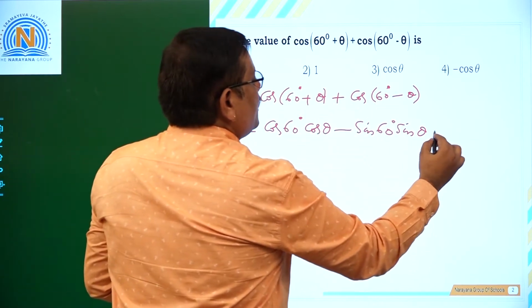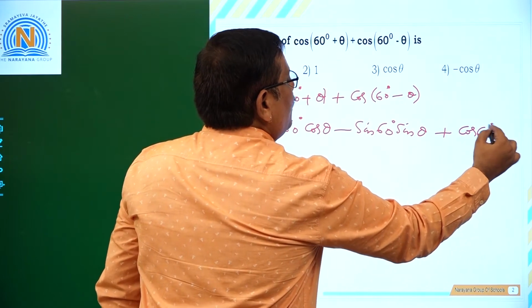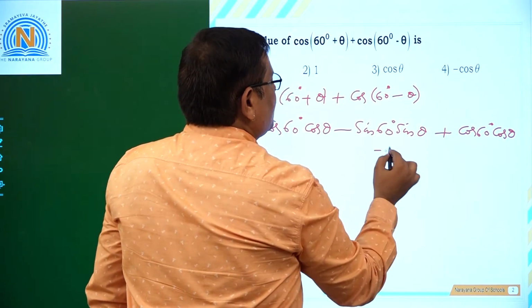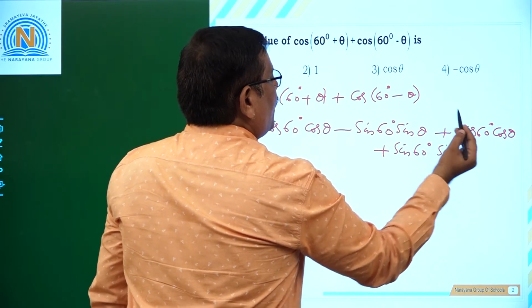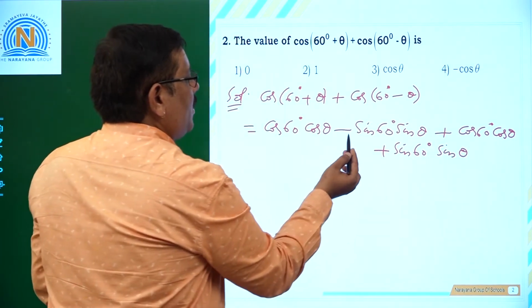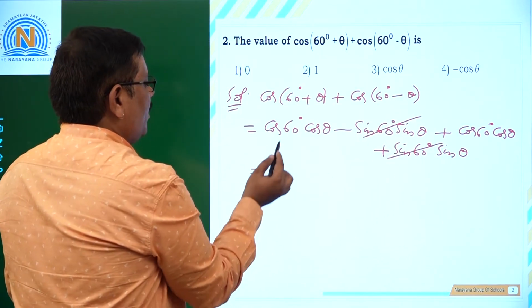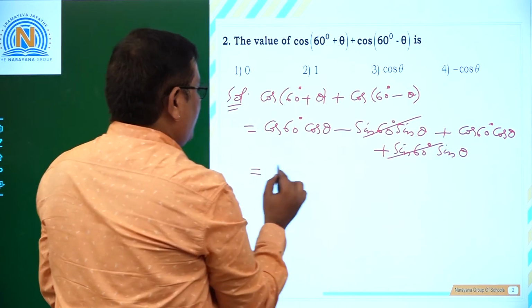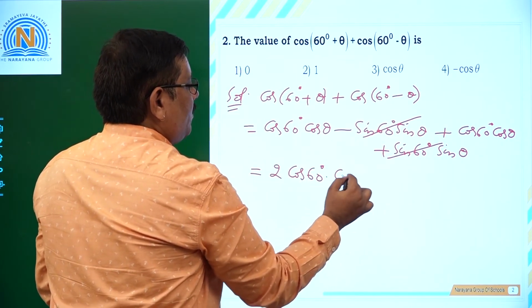For the second expansion, that is in the form of cos of A minus B, that is cos A cos B plus sin A sin B. Now if you see here, it is minus sin 60 degrees sin theta, and it is plus sin 60 degrees sin theta. They will cancel, both being the same term. So we have to write 2 times cos 60 degrees times cos theta.